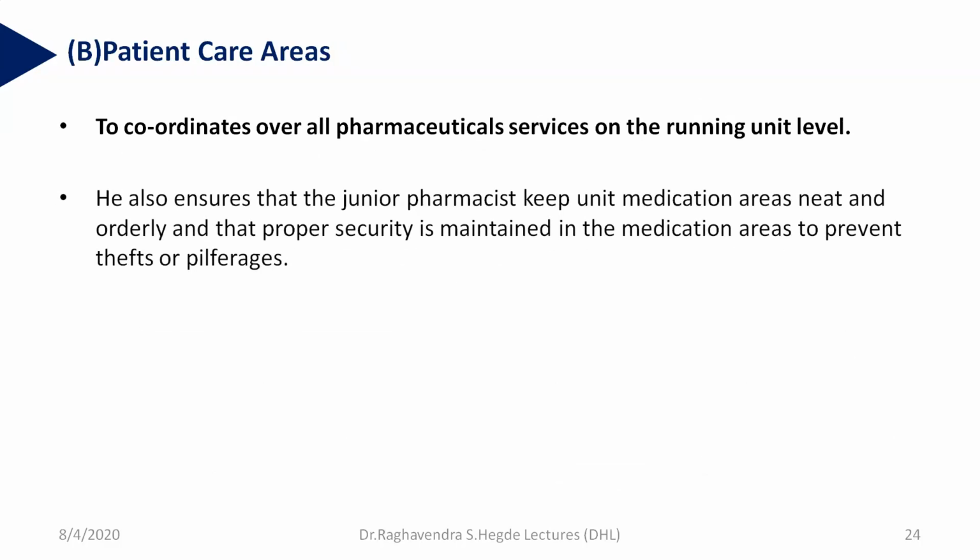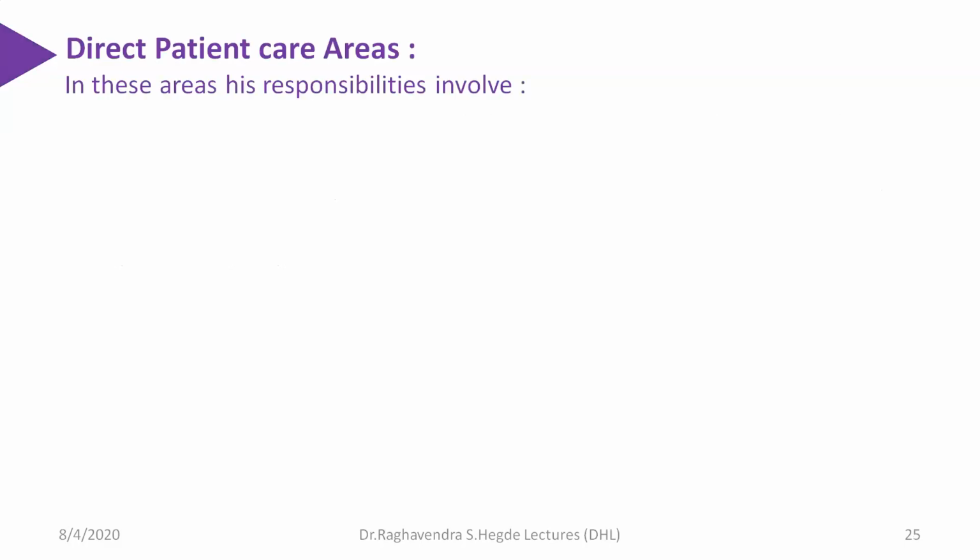He will coordinate overall pharmaceutical services, whether they are running as per the unit level. Means there should be coordination and hand-to-hand operation. He also ensures that junior pharmacists keep unit medication areas neat and orderly, and that proper security is maintained in the medication areas to prevent thefts or pilferages. Sometimes theft may happen in a hospital, so he has to maintain some sort of security. Breach of security is not at all advisable.